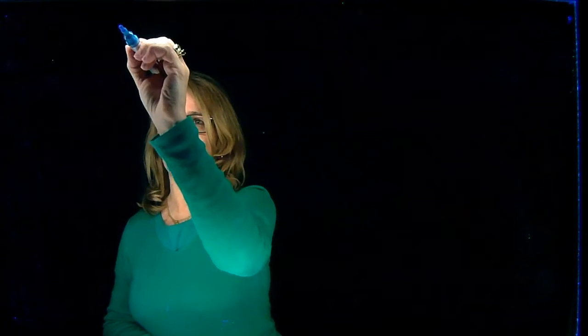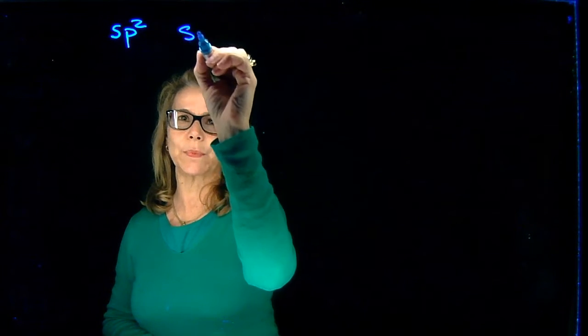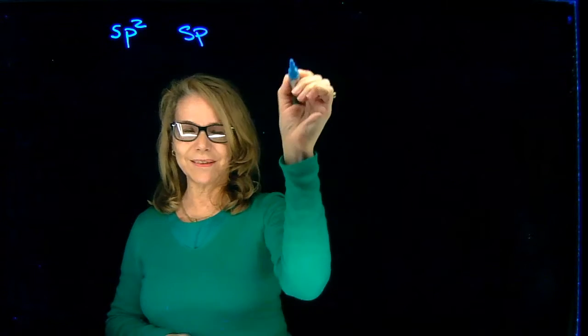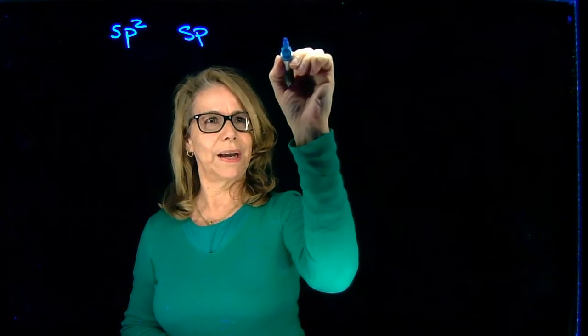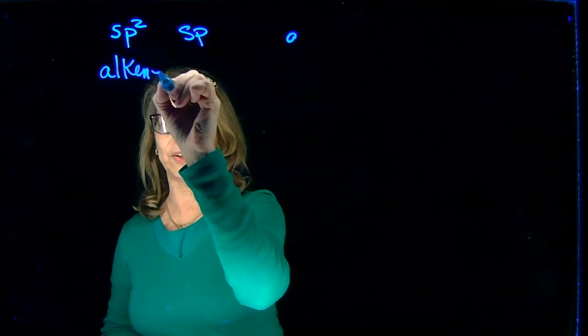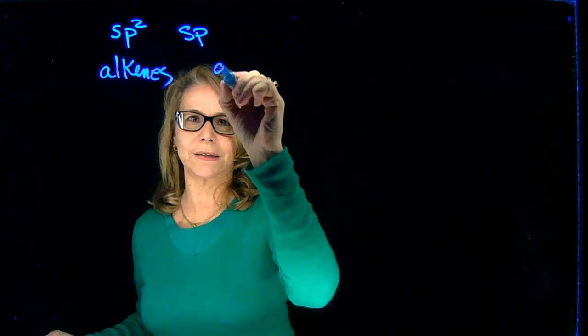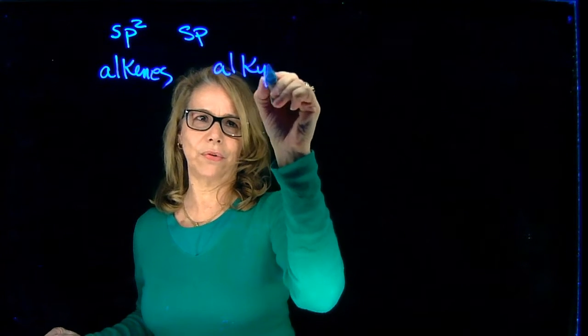We're going to continue studying line representation, line drawings, but this time we're going to see how we draw molecules that contain sp2 carbons and sp carbons. So meaning we'll mainly be doing alkenes. Well, I'm going to write it here. So alkenes, having double bonds, and alkynes. But how do we draw that?